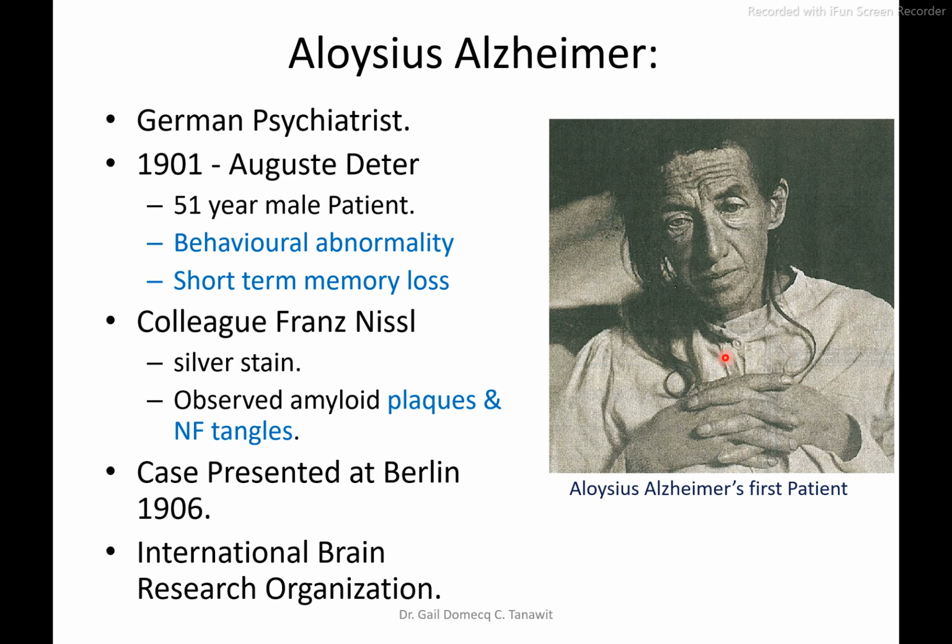So let's talk first about your Alzheimer's disease. This was coined by a German psychiatrist, Alois Alzheimer. This is the first patient, a 51-year-old patient with a personality change, and he suffered from short-term memory loss. Now, a colleague, Franz Nissl, proposed the silver stain, and he was able to demonstrate amyloid plaques and neurofibrillary tangles.